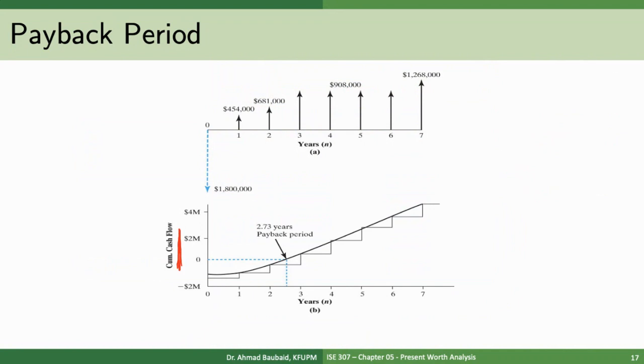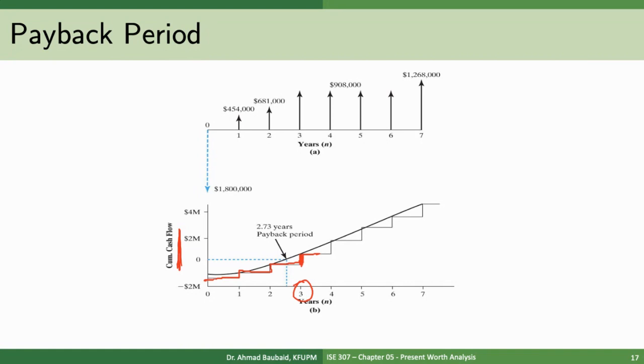So if you're assuming things are discrete, then your balance is going to stay the same until the end of the year. A payment arrives, and then it's a jump, and so on. And if you do this, then the payback period, of course, you just pick 3 in that case. That's when you actually cross 0, because you cross 0 here at this point.